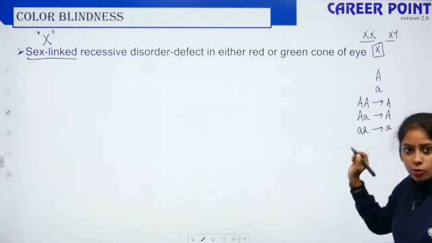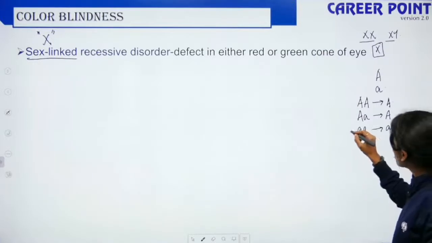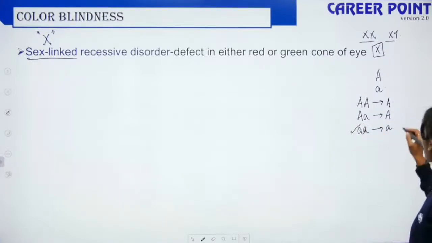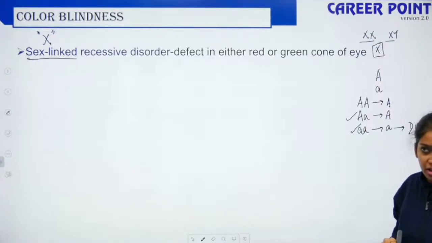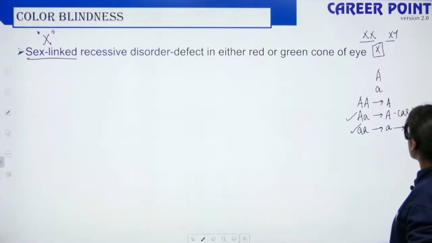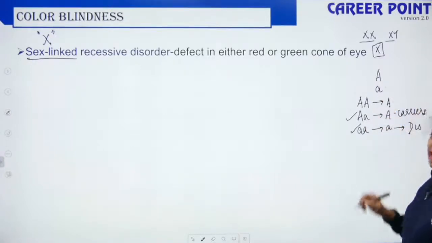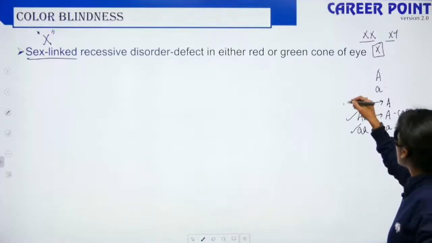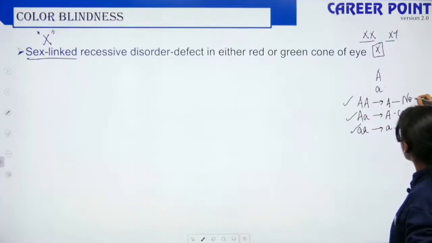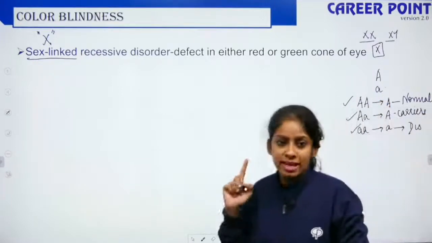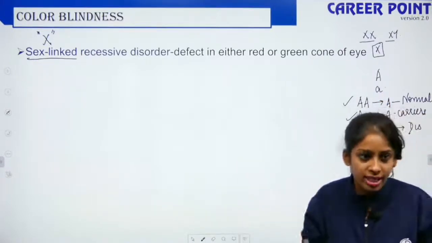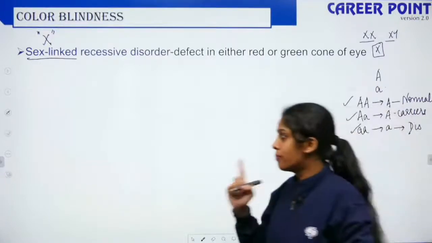Okay. Whenever the child or the parent has two recessive characters, then they will be diseased. Whenever they have a heterozygous condition, they will be carriers. Whenever they have homozygous dominant, they are perfectly normal. So in sex-linked recessive disorder, females will only be carriers and males will be affected. So all the male progeny will be affected.